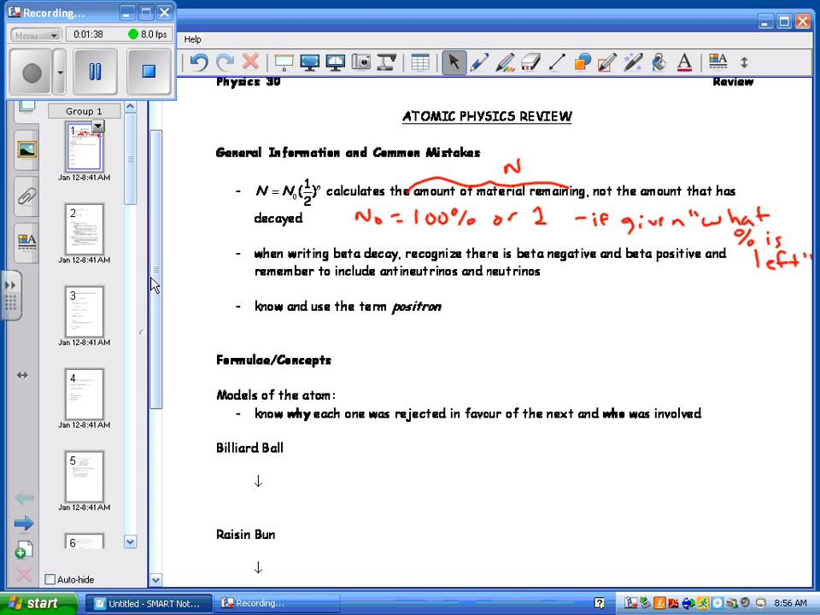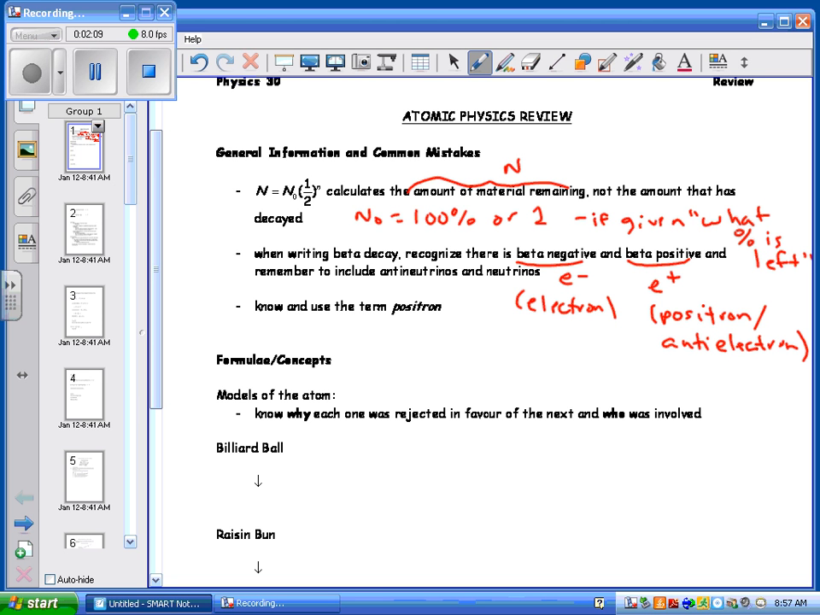Anyway, okay. When writing beta decay, remember there's beta negative and beta positive, and pay attention to what it's asking for. It should state beta negative or beta positive, or electron or positron, because that's what's going on there. So beta negative is an electron. Beta positive is a positron, or an anti-electron.